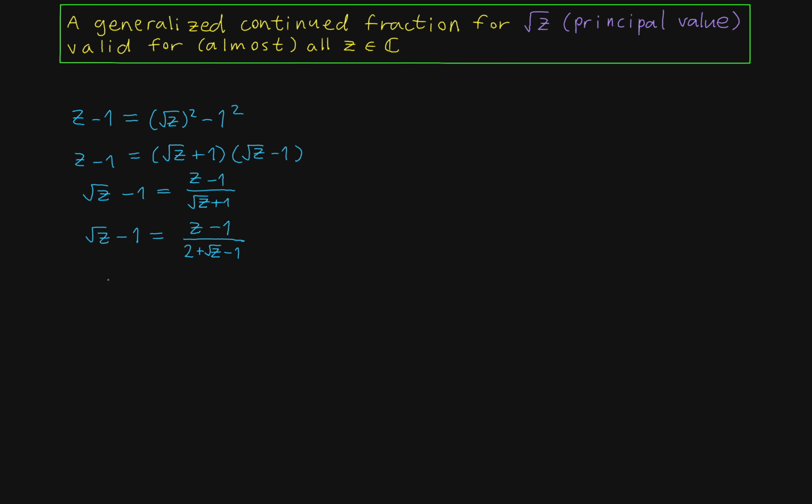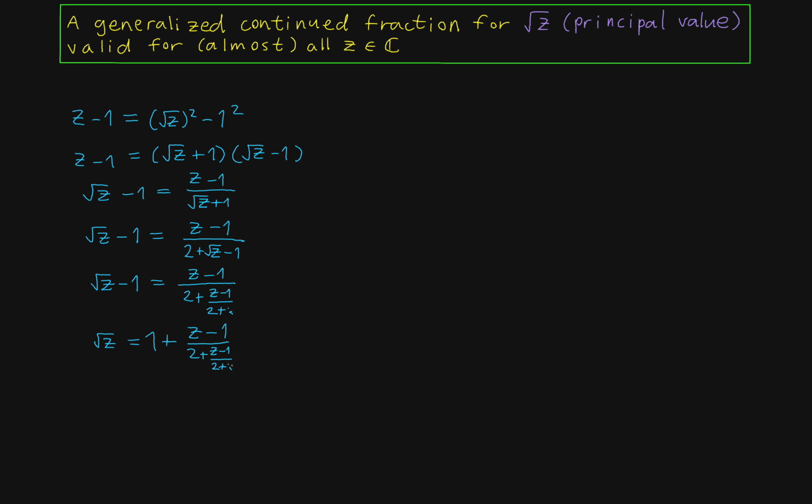So that means that we can, again, basically infinitely nest this inwards, and we're going to get the square root of z minus 1 is equal to z minus 1 over 2 plus z minus 1 over 2, and so on and so forth. And then just add 1 back on both sides, and we're going to get the square root of z is equal to 1 plus z minus 1 over 2 plus z minus 1 over 2, and so on.